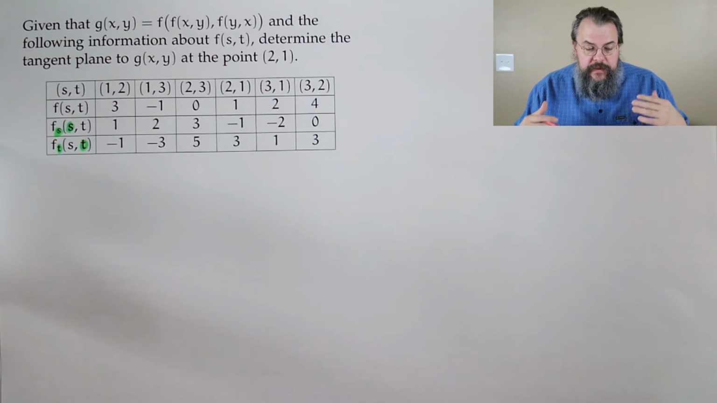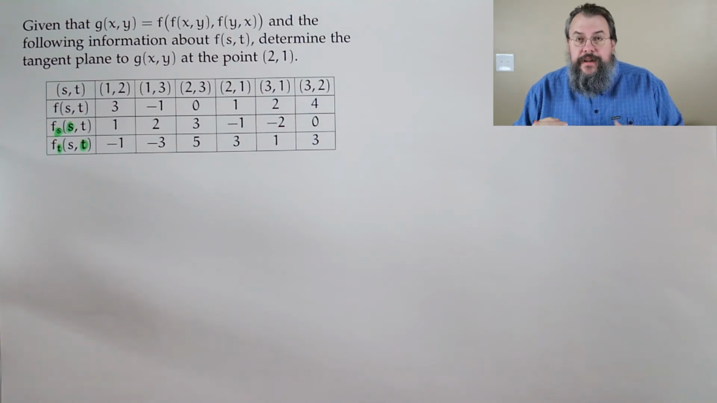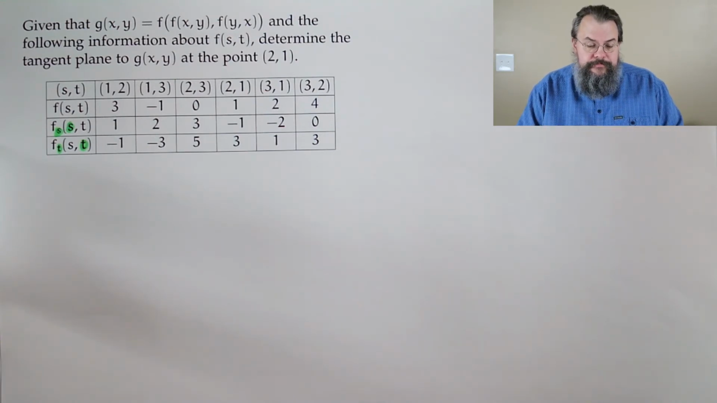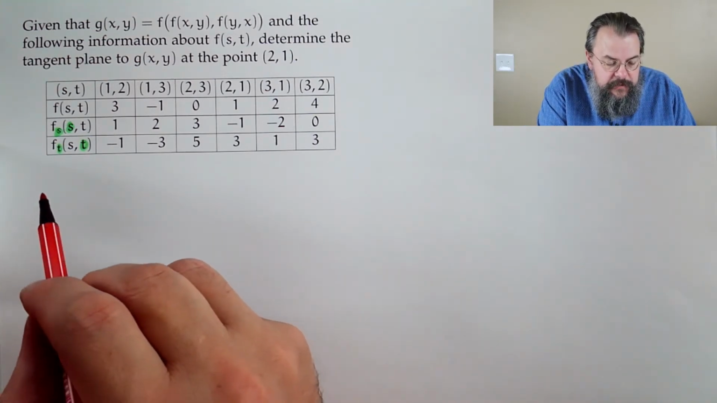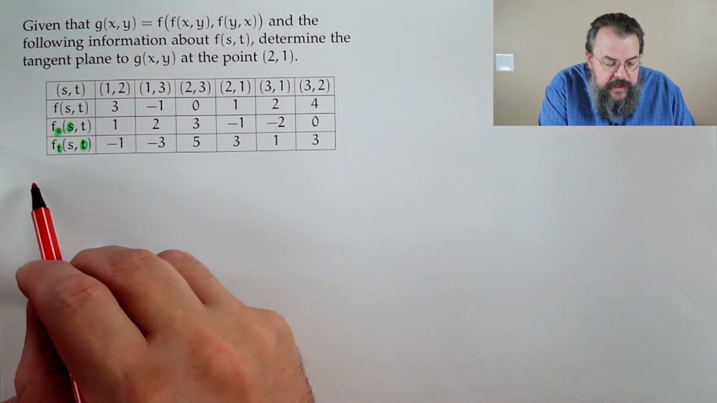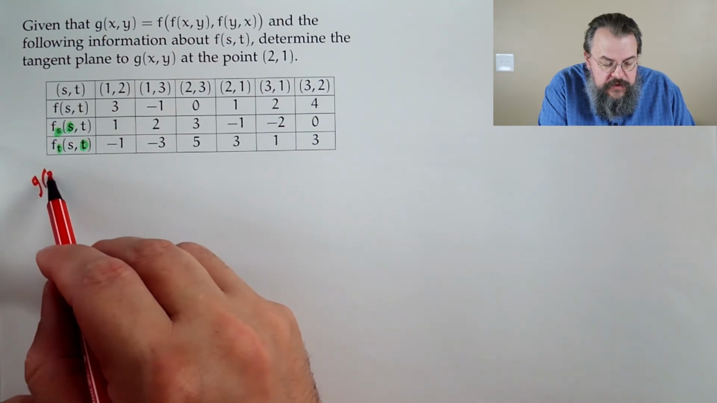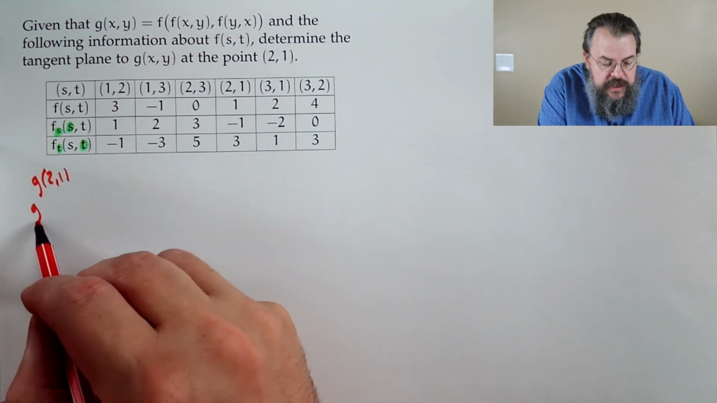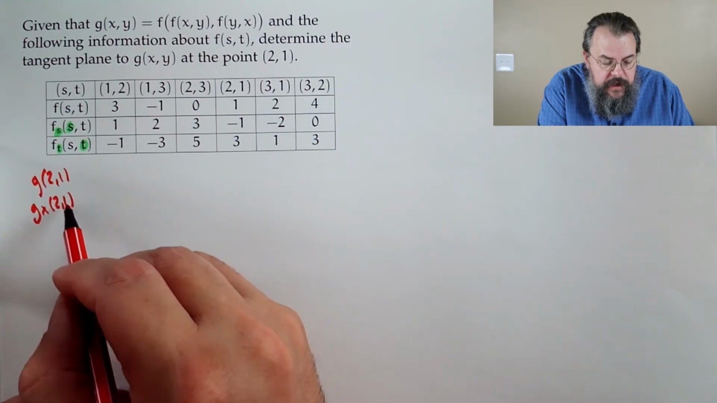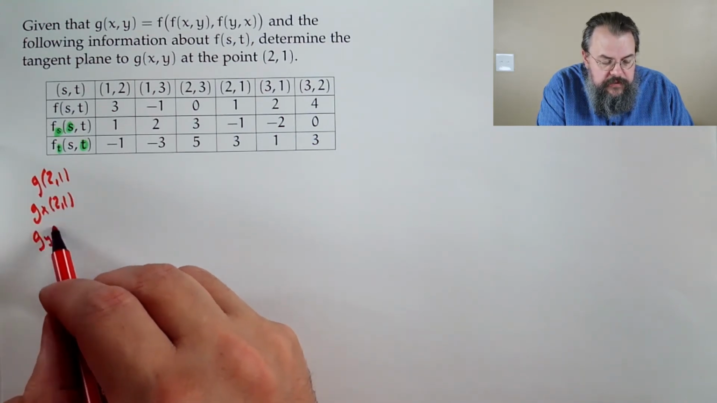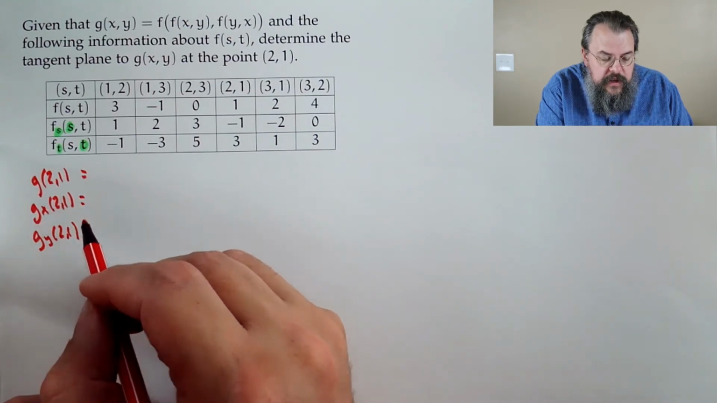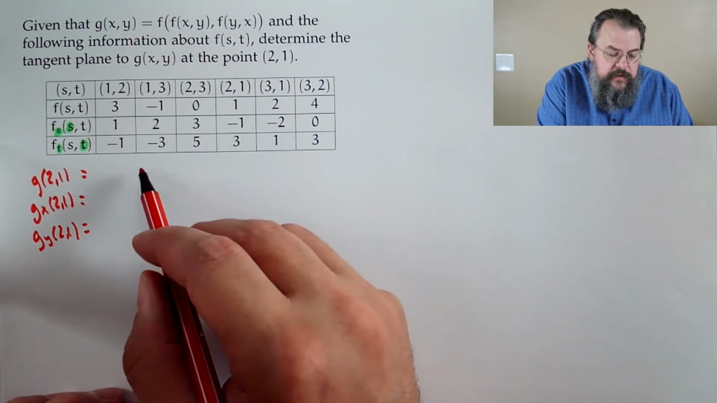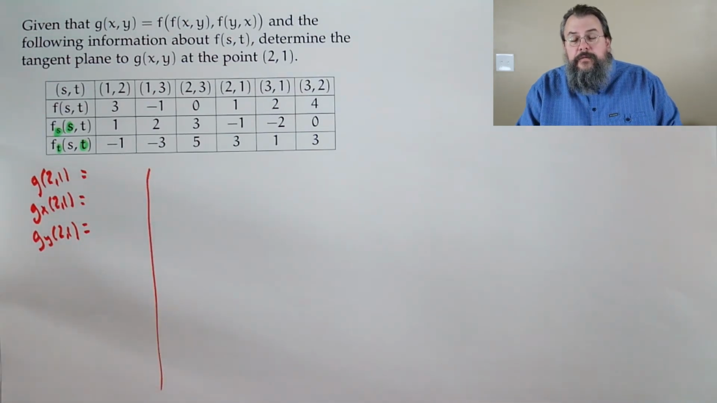We know where we're going. We need to find a tangent plane at the point (2, 1). So let's make some notes here. We need to find g(2, 1), g sub x of (2, 1), and g sub y of (2, 1). And once we find those, then we can write down the formula for our plane, and we're good.